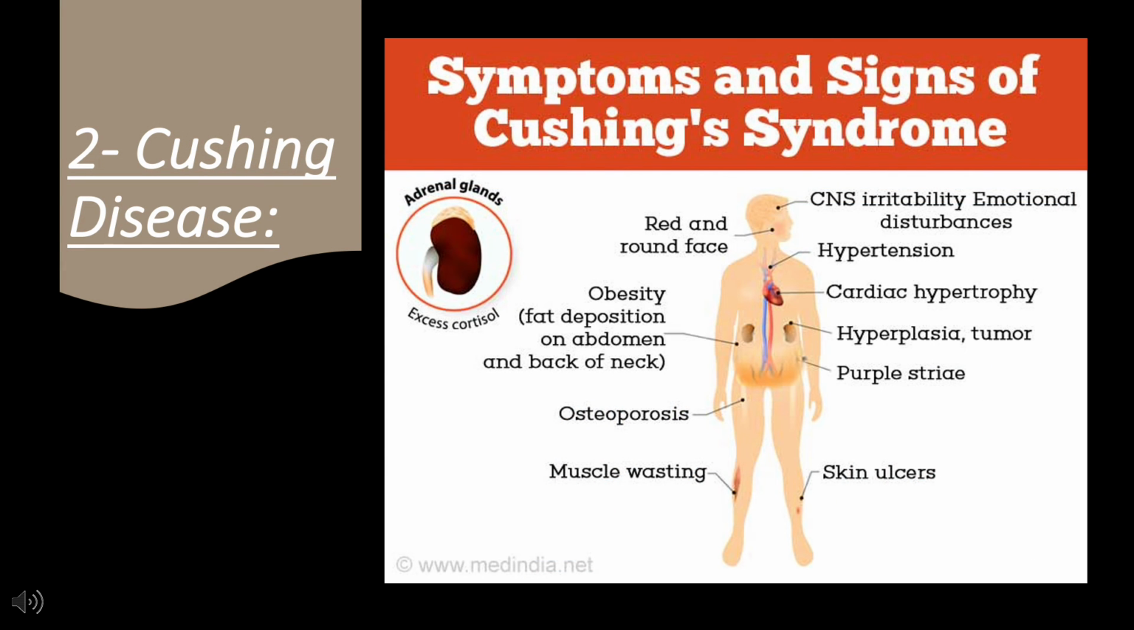Cushing disease. Symptoms: red and round face, obesity, osteoporosis, muscle wasting, CNS irritability, emotional disturbance, hypertension, cardiac hypertrophy, hyperplasia, tumor, purple striae, skin ulcers.